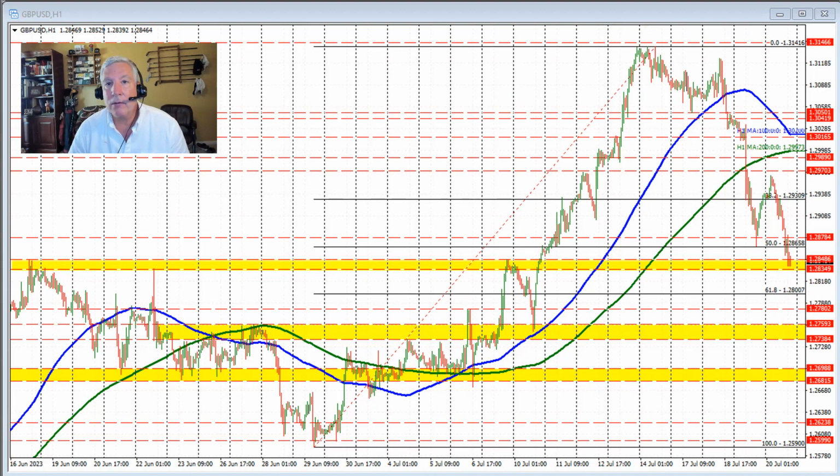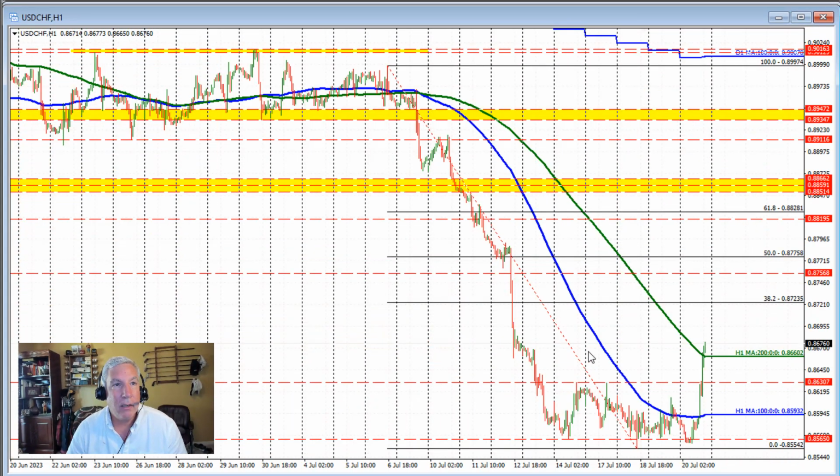Let's take a look at the dollar versus Swiss next on the hourly chart. We broke above the 200-hour moving average for the first time, going back to this date right here, which is July 6th. Breaking and staying above that moving average will now be eyed by traders. The level currently comes in at 0.8660. The current price is trading at 0.8676.